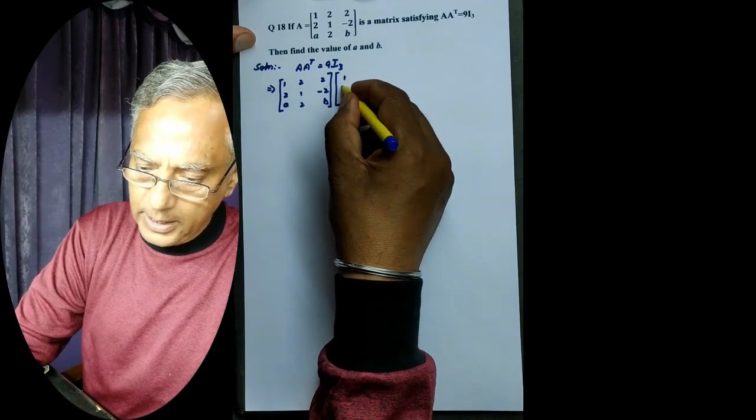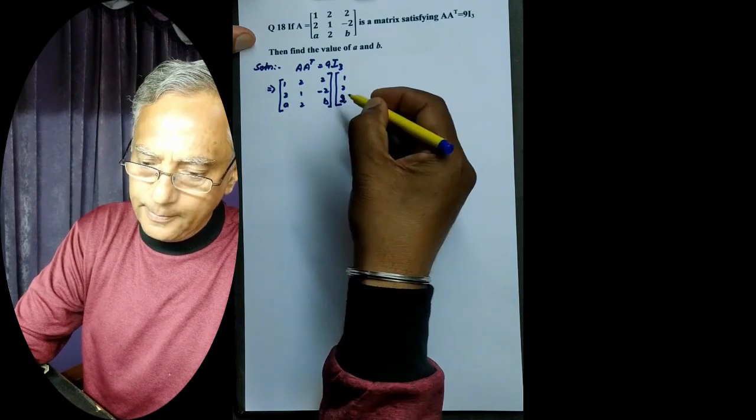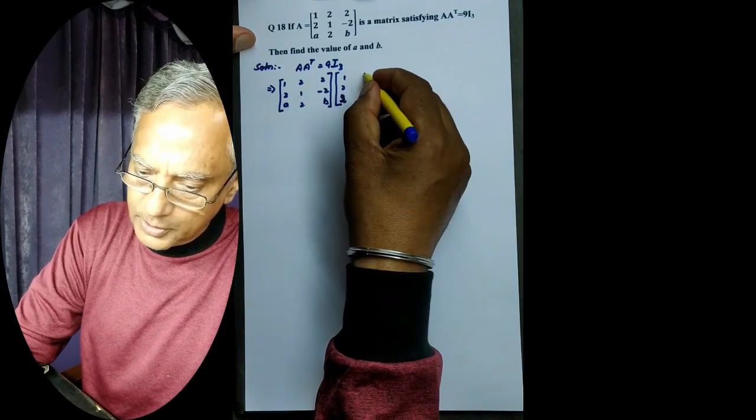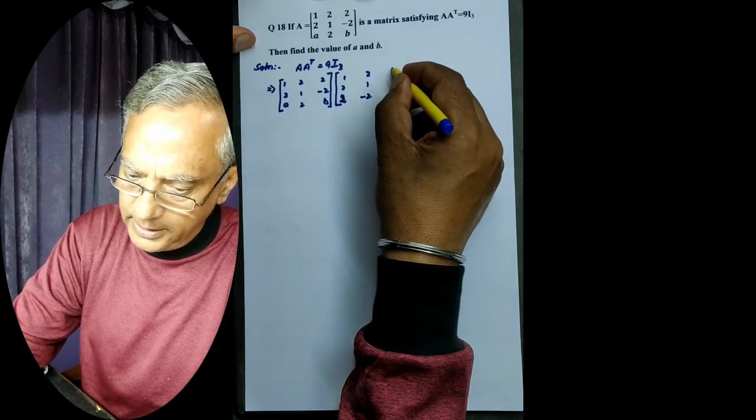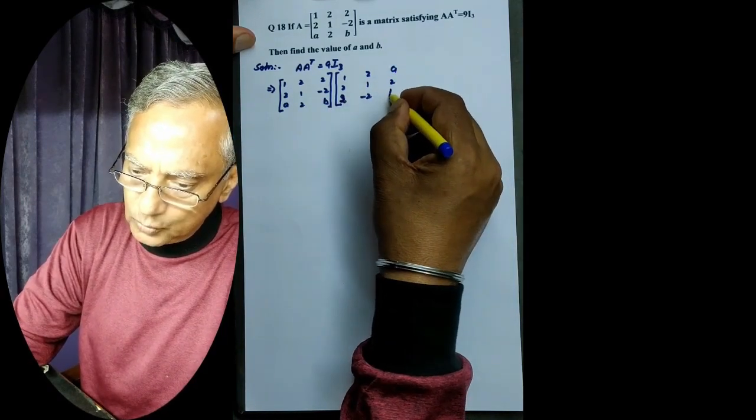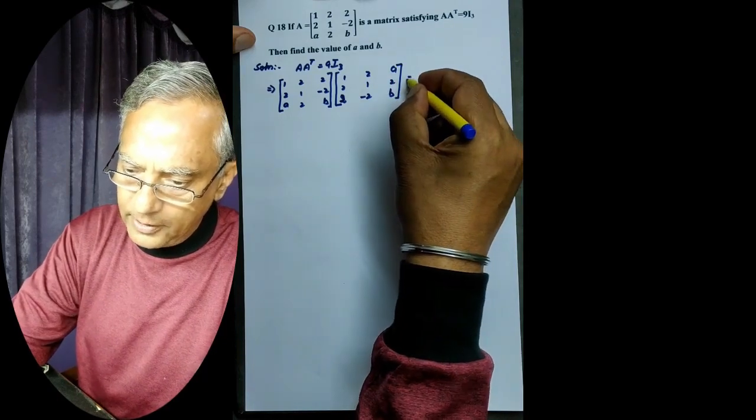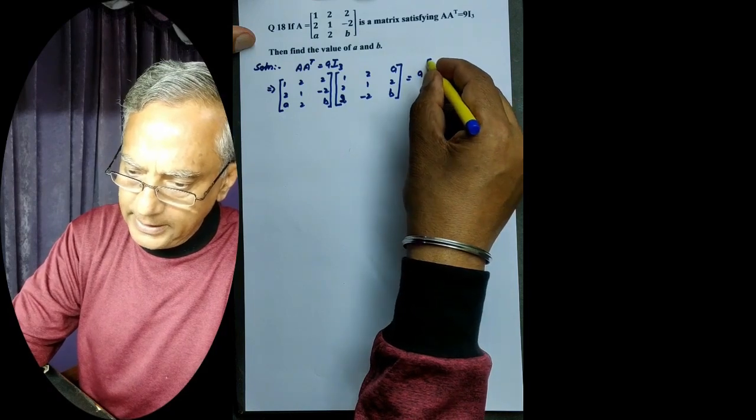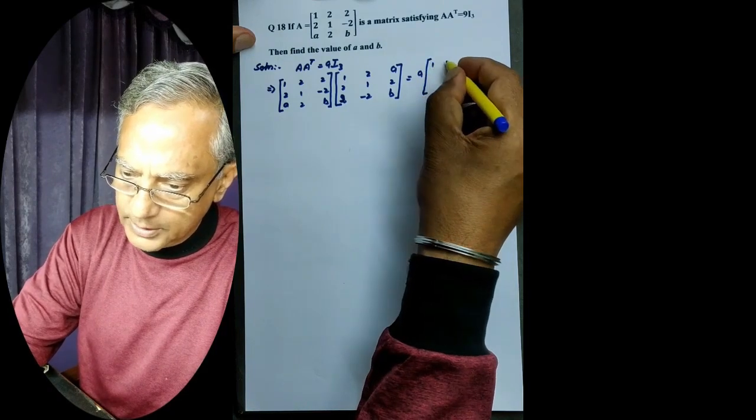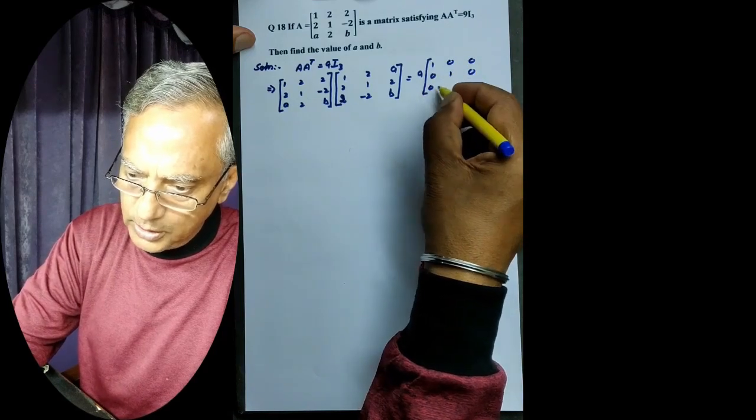What we get is 1, 2, 2. First row will become first column, and second row will become second column. 2, 1, minus 2. Third row will become third column. So this is A transpose, and this is given to be 9I3. That is 9I3. I3 is 1 0 0 0 1 0 0 0 1.